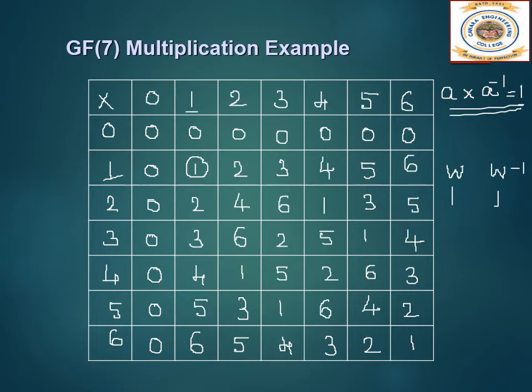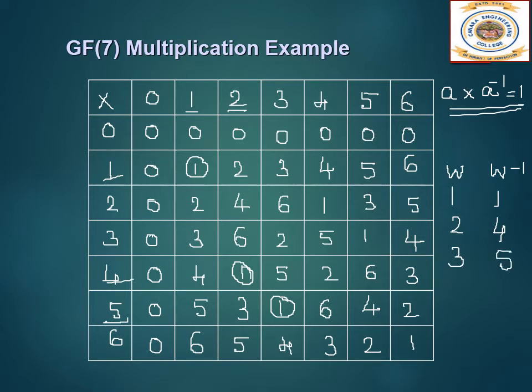So next, coming to 2. When I multiply 2 with what, I get 1? So I get 1 over here, right? The corresponding element is 4. So the multiplicative inverse of 2 is 4. Coming to the column 3, corresponding to 3, I get 1 entry over here. The corresponding element is 5. So if I write here 3, the corresponding inverse element is 5.